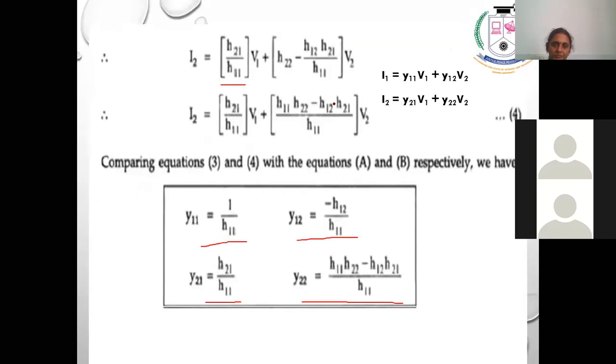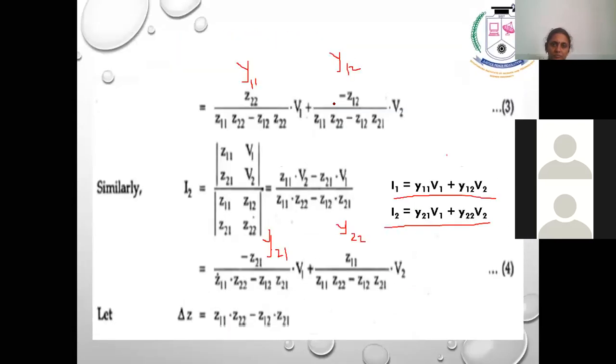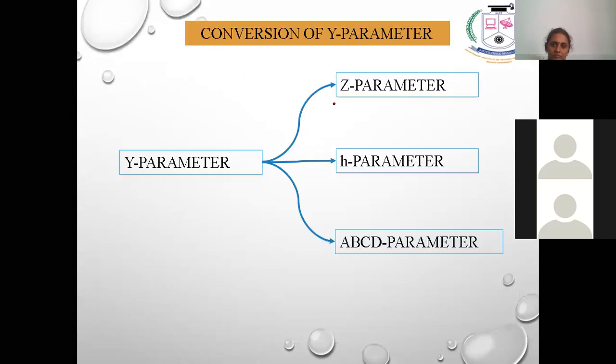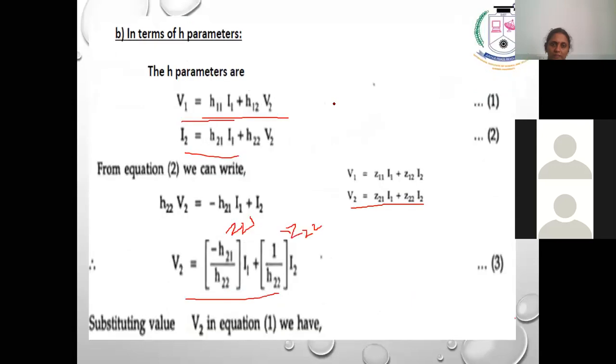H and Z relation you wanted to know, Samita, okay. This is H and Z. Take the H equation, rearrange that, and find out the value for V2. V2 is equal to minus H21 by H22 into I1 plus 1 by H22 into I2. Compare this and find out the values for Z21 and Z22.